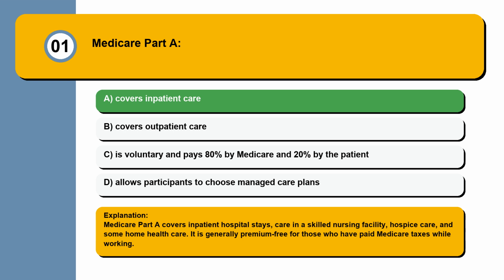Explanation. Medicare Part A covers inpatient hospital stays, care in a skilled nursing facility, hospice care, and some home health care. It is generally premium-free for those who have paid Medicare taxes while working.